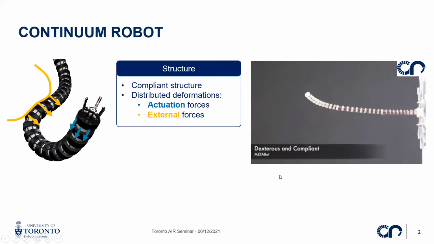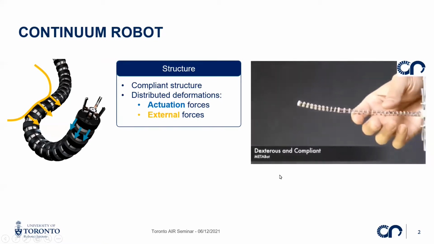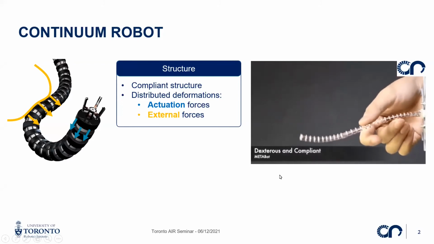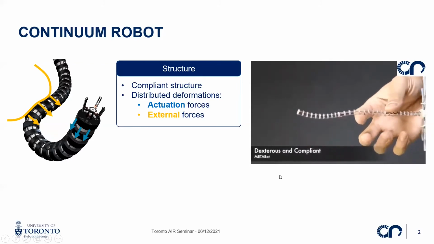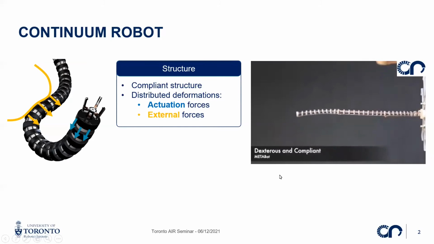Just a quick recap. Some of you might already know them well, but continuum robots are robots that are not composed of rigid classical links and joints, but that are composed of a compliant slender structure that we are going to deform in order to produce motion. And basically the deformation will be distributed along this structure and will be due to actuation forces, but also to external forces, as you can see on the video.